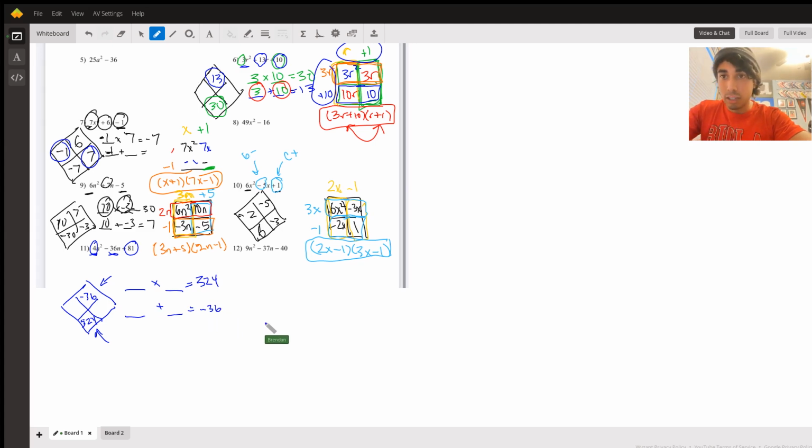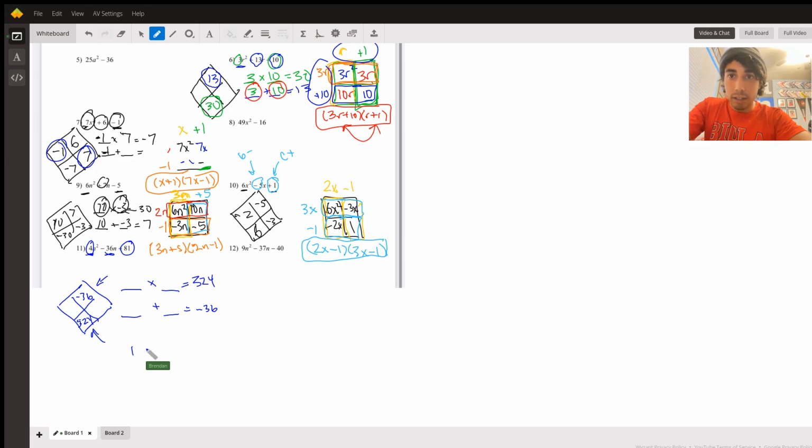All right, so we're going to start looking at our options. 1 and 324, that multiplies to 324. Actually, they both need to be negative. But that doesn't work because those don't add up to negative 36. If you want to figure out does 2 work, you can do 324 divided by 2 on your calculator. That gives you 162. That also does not add to 36.